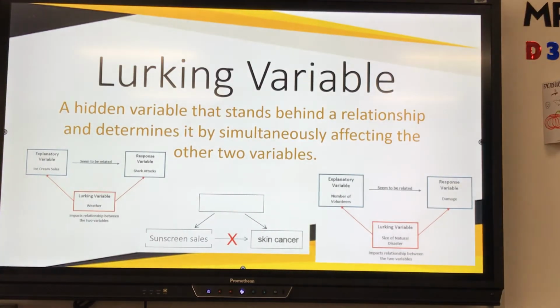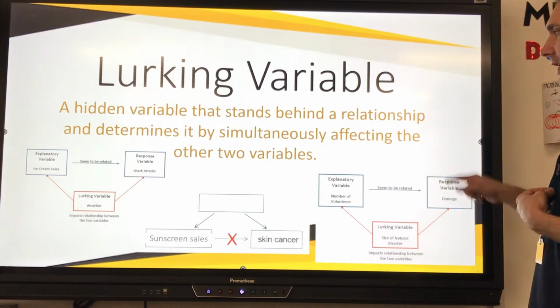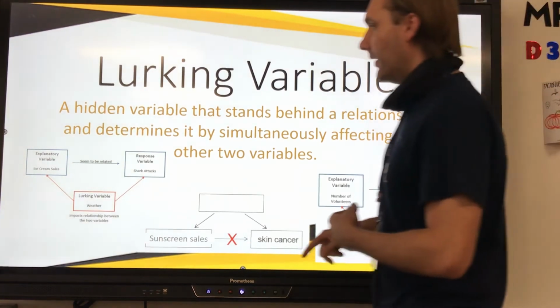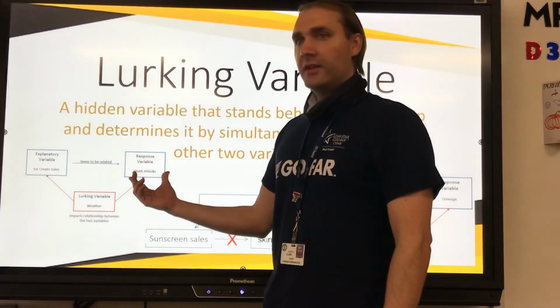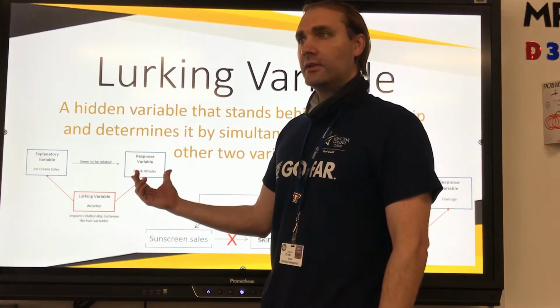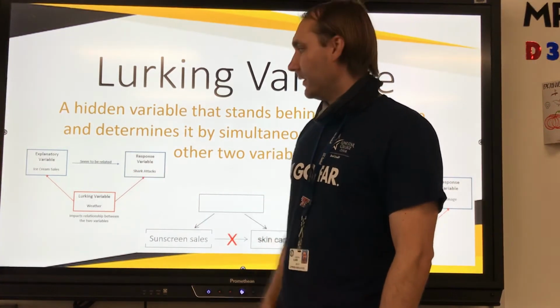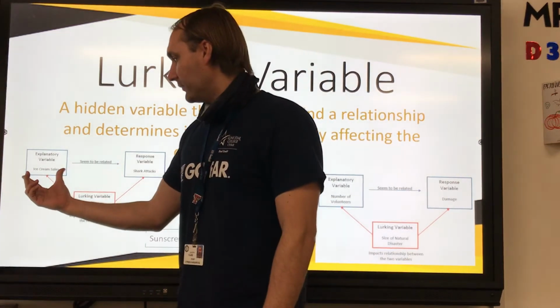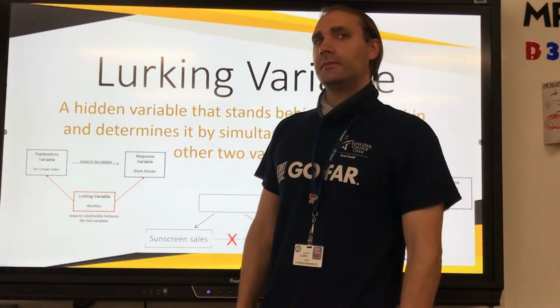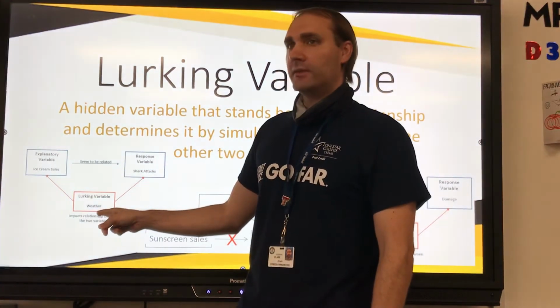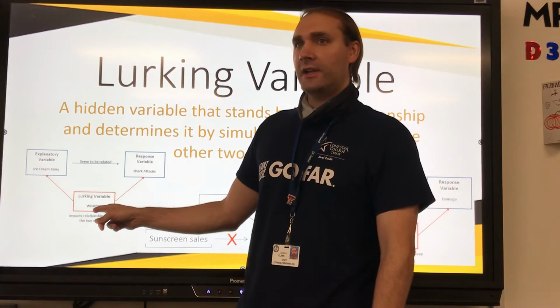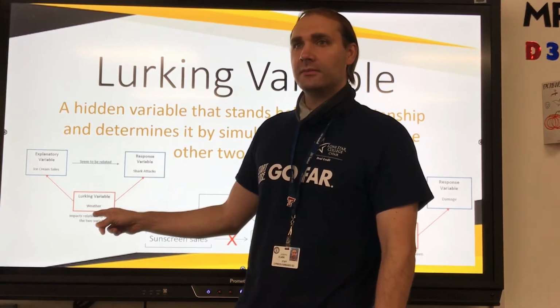Lurking variable: a hidden variable that stands behind a relationship and determines it by simultaneously affecting the other two variables. Now, what do I mean? Did you know that ice cream sales and shark attacks are correlated? As ice cream sales increase, shark attacks actually increase. Now, there's a lurking variable, and what do you think that is? The weather, temperature, right? If it's sunny, you're going to be eating ice cream. If it's sunny, you're going to be out in the ocean with shark attacks.